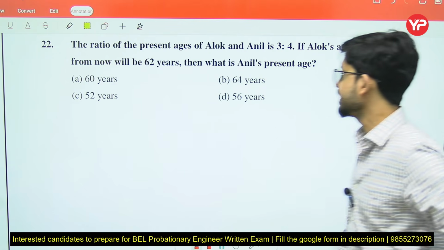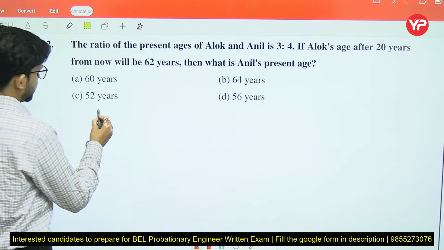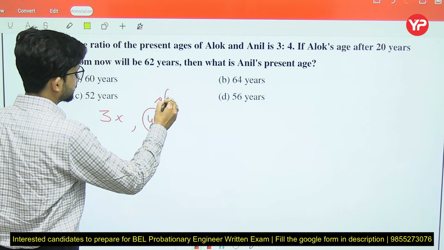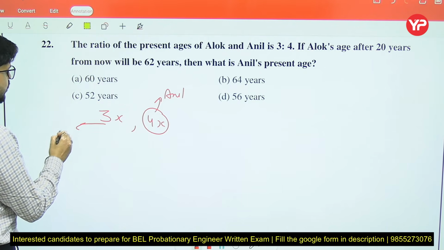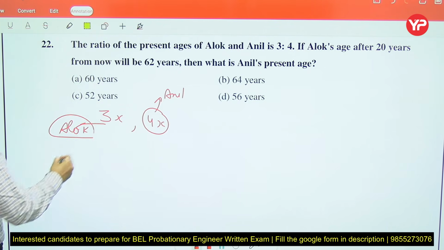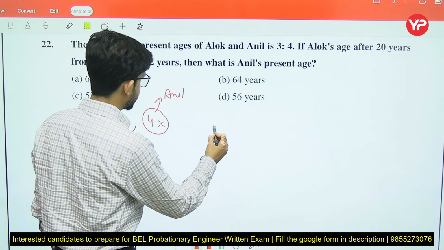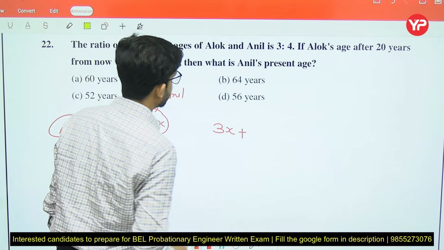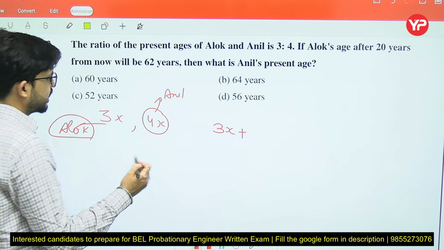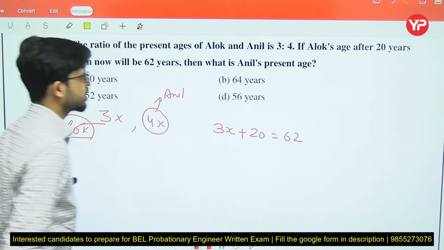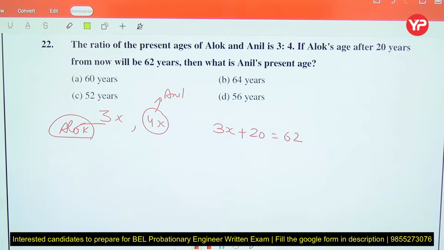The ratio of present age of Alok and Anil. So we let assume 3x and 4x, this is the Anil age and this is the Alok. Now what the question is, Alok's age after 20 years from now will be 62. Means Alok's present age is 3x, and from now if we add 20 years, it will be 62. Then what is the present age of Anil?